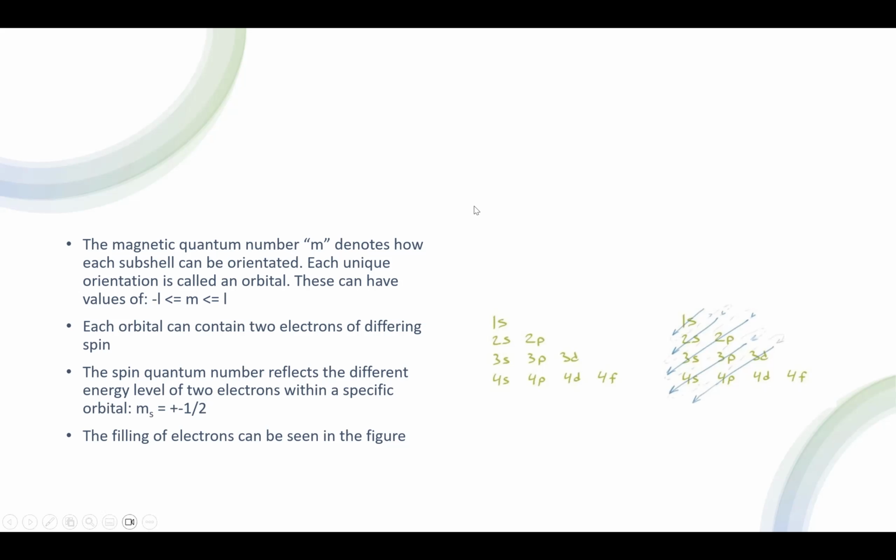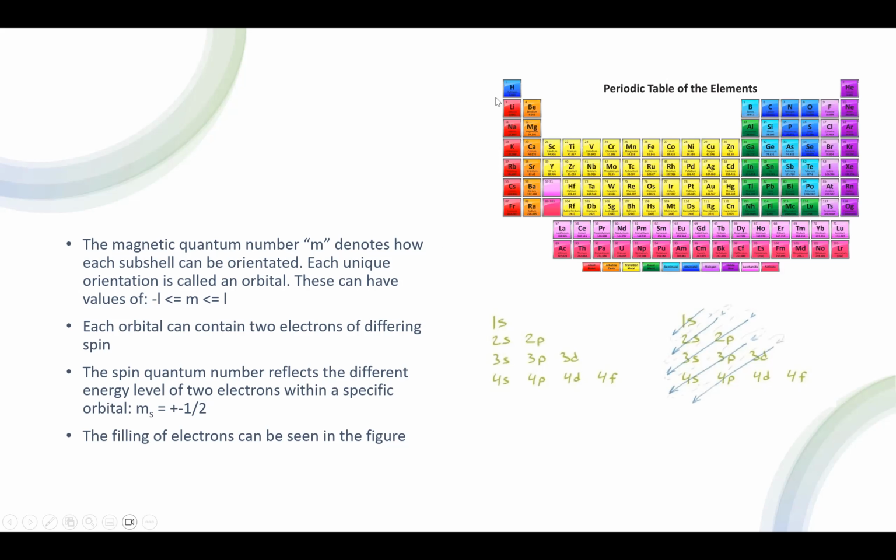The filling of electrons can be seen in this figure here, where we go from left to right in the periodic table and then up and down. So from here, left to right, like that.